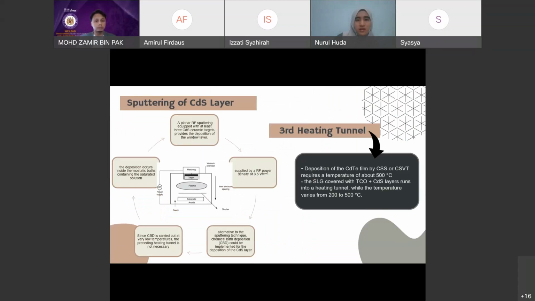Okay. Next is the third heating tunnel. The deposition of the cadmium telluride film by CSS or CSVT requires a temperature of about 500 degrees Celsius. The soda lime glass covered with the TCO and CdS layers runs into a heating tunnel while the temperature varies from 200 to 500 degrees Celsius.